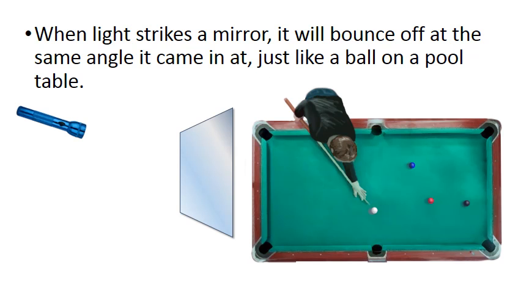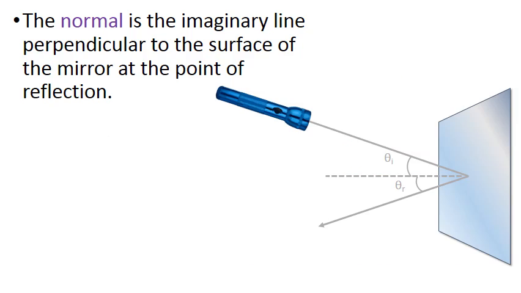One of the important bits about reflections is that when light strikes a mirror, it bounces off at the same angle it came in at, just like a ball on a pool table. If you're playing pool and you strike the ball and it hits the side, it bounces off at the same angle relative to the edge of the pool table that it came in at. The same thing happens with light. When it strikes a mirror, it's going to bounce off at the same angle relative to the mirror.